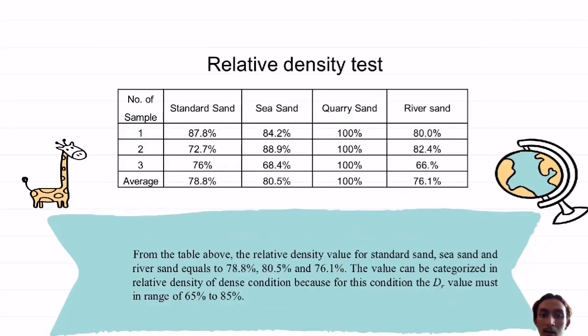Next, the result of the relative density test. From the table above, the relative density values for standard sand, sea sand, and river sand are 78.8%, 80.5%, and 76.1%. The values can be categorized as the dense condition, because for this condition, the DR value must be in the range of 65% to 85%.